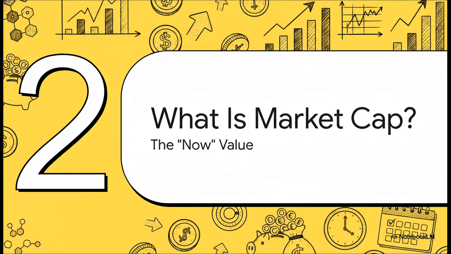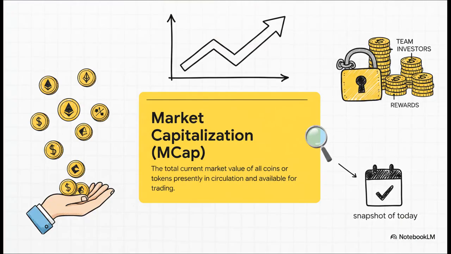First up, market cap. The easiest way to think about this is its now value. It's basically a snapshot in time. It tells you what the entire market thinks a project is worth, but only based on the tokens that are actually out there, that people can buy and sell, like today. So yeah, market cap only counts the tokens that are actively circulating. You know, the ones on exchanges that you and I could go and trade right this second. It totally ignores all the tokens that are locked up for the team, or tucked away for the big investors, or saved for some future rewards program. It's just a picture of today, and only today.